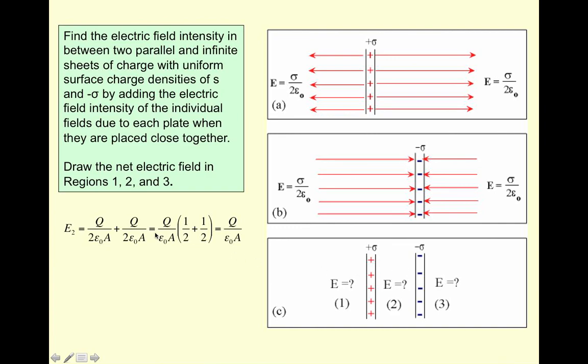So these two are added, and then you get the electric field in region 2 is sigma over epsilon. Half plus half is 1. And in region 3 and region 1, you subtract, because in region 3 and region 1, the electric field due to the positive charge is this way, and the electric field due to the negative charge is this way. So they subtract, and therefore the electric field in region 1 is equal to 0, the electric field in region 3 is equal to 0, and the electric field in region 2 is equal to sigma divided by epsilon.